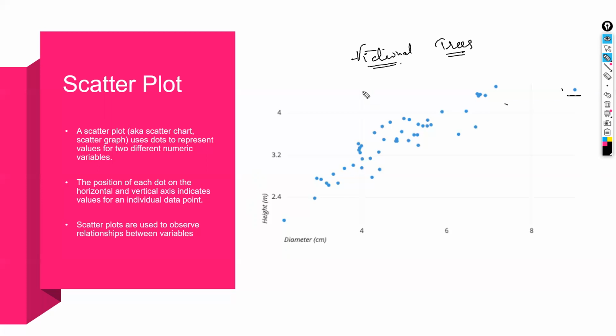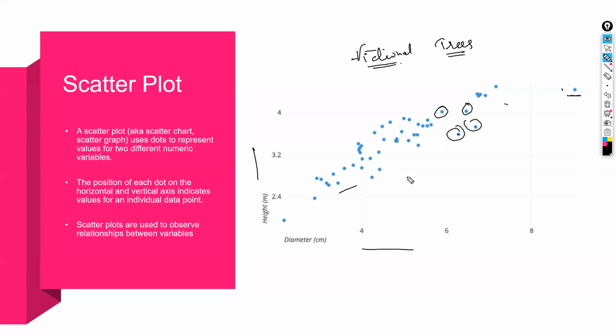Okay, so here each dot represents a single tree, right? Every dot is representing a single tree, and each point's horizontal position indicates the tree's diameter and the vertical represents the tree's height. Now from this plot, we can see a generally tight positive correlation between a tree's diameter and height. So what do you understand by this?